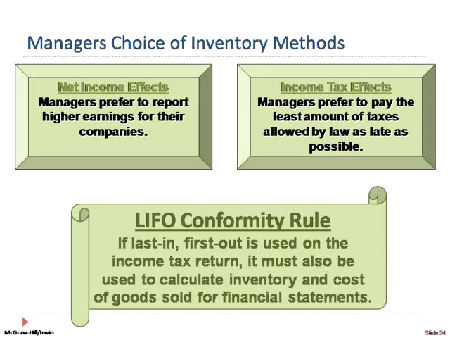Part 2. The choice of inventory costing method must also consider the last in, first out conformity rule. This rule states that if last in, first out is used on the income tax return, it must also be used to calculate inventory and cost of goods sold for financial statements.